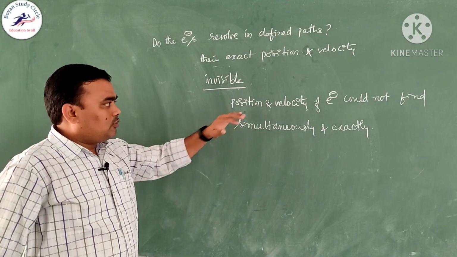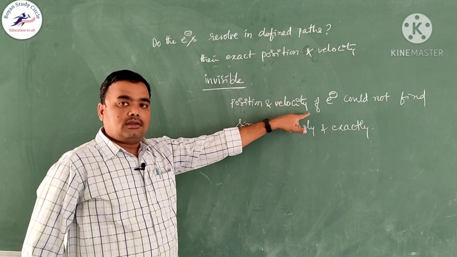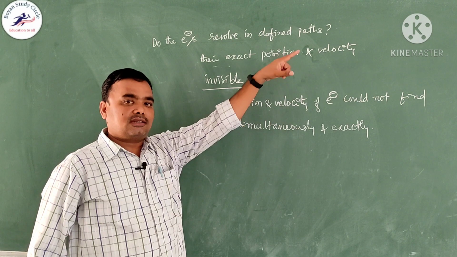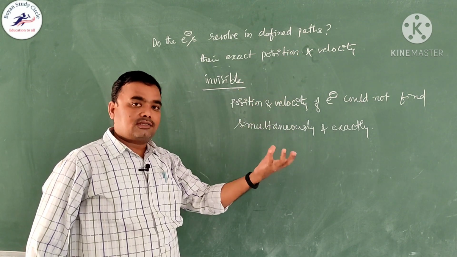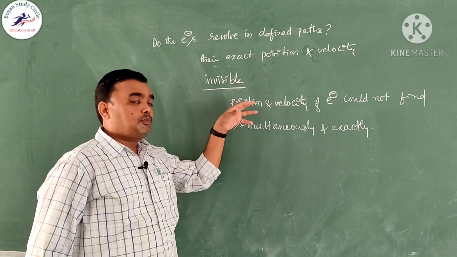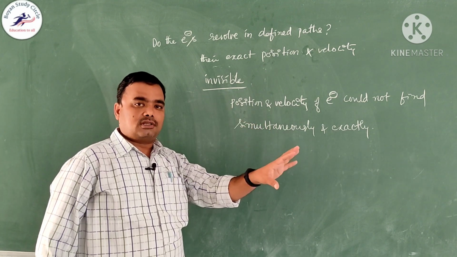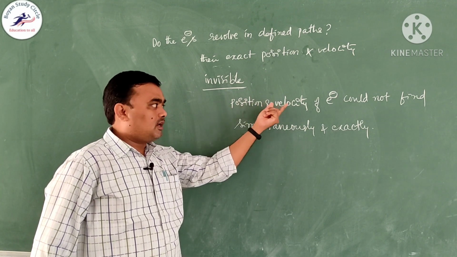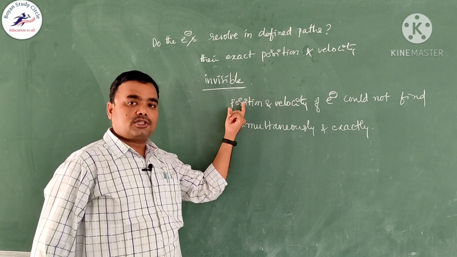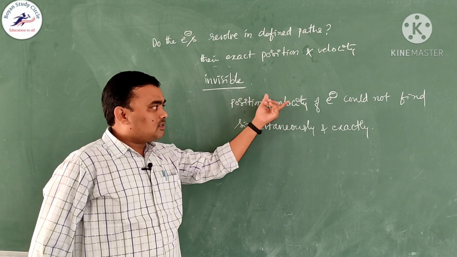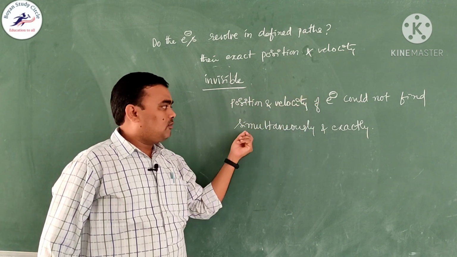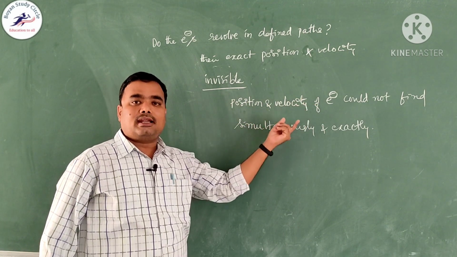Right. So, when you focus the light on the electron, it gets energy and its velocity increases. That means the velocity calculated now is not its original velocity and the position is also not its original position. So, if you fix the position, the velocity is changing; if you fix the velocity, the position is changing. That means you came to conclude that the position and velocity of an electron cannot be found simultaneously and exactly.